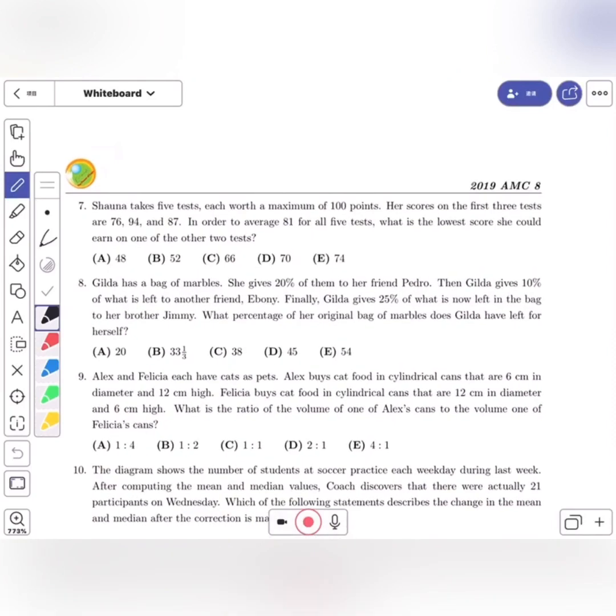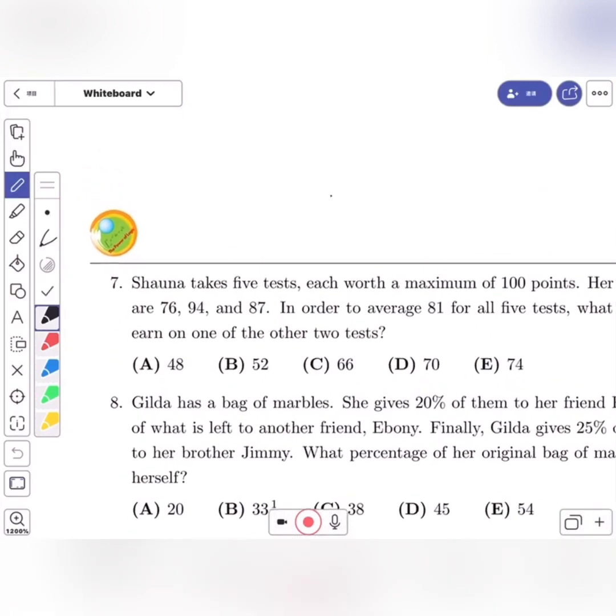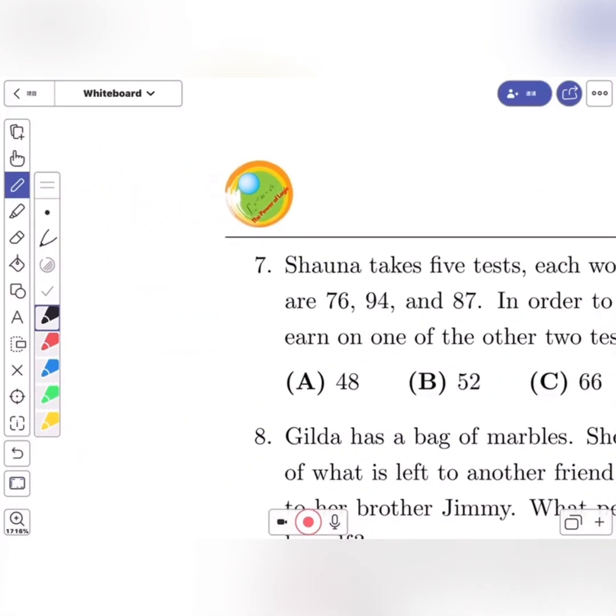Now number 7. Shauna takes 5 tests, each with a maximum of 100 points. Her scores on the first 3 tests are 76, 94, and 87. In order to average 81 for all 5 tests, what is the lowest score she could earn on one of the other 2 tests? So first, let's find the sum of these 3. So 76 plus 94 plus 87. We have 7 with 1 advanced to the next one, and 257.